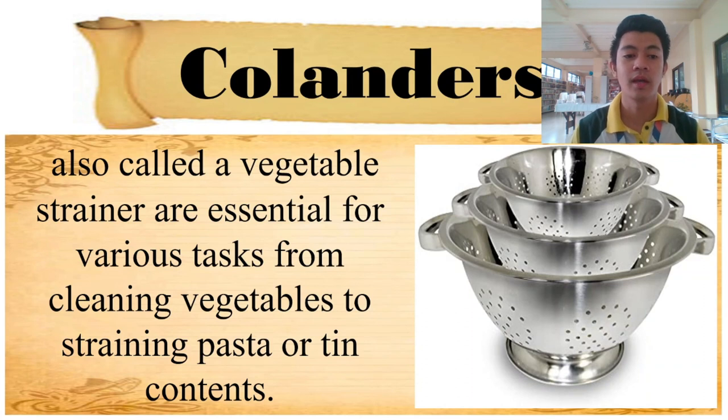Colanders, also called a vegetable strainer, are essential for various tasks, from cleaning vegetables to straining pasta or thin contents. A colander is a kitchen utensil used to strain foods such as pasta, or to rinse vegetables. It is sometimes also called a pasta strainer. The main purpose of a colander is to separate liquids and solids.